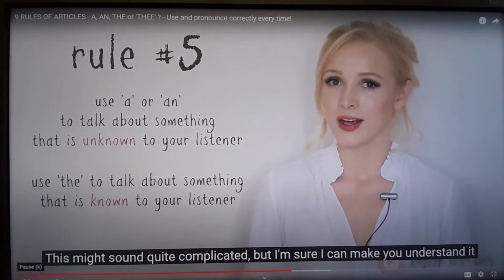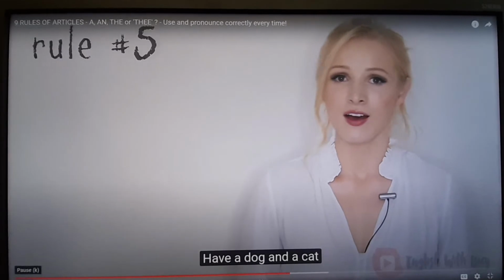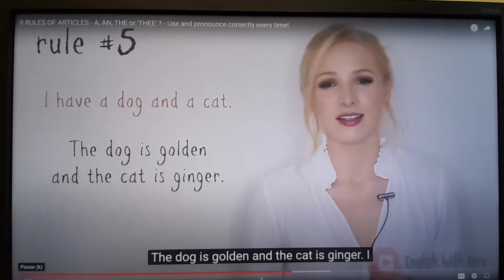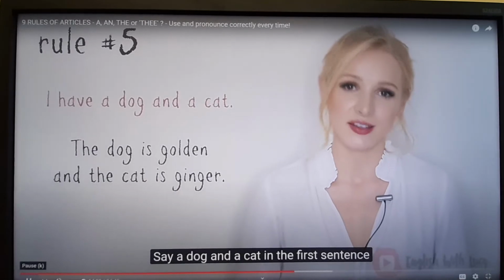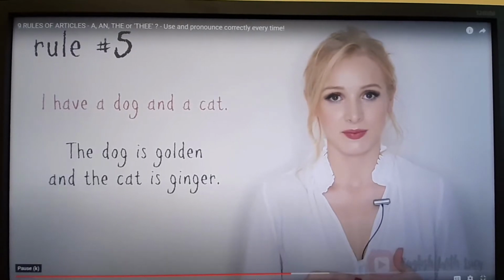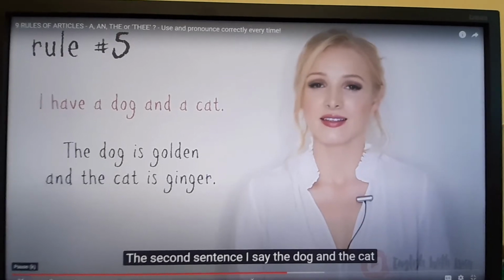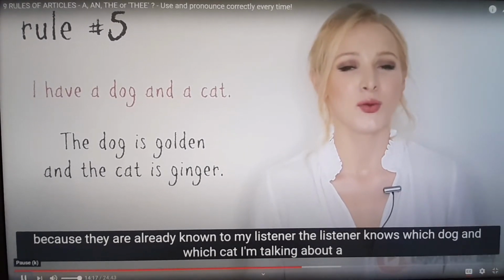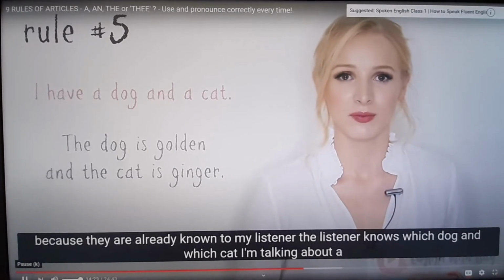This might sound quite complicated, but I'm sure I can make you understand it. Listen to this example. I have a dog and a cat. The dog is golden and the cat is ginger. I say a dog and a cat in the first sentence because that is the first time that I'm mentioning them to my listener. They are unknown to my listener. In the second sentence, I say the dog and the cat because they are already known to my listener. The listener knows which dog and which cat I'm talking about.